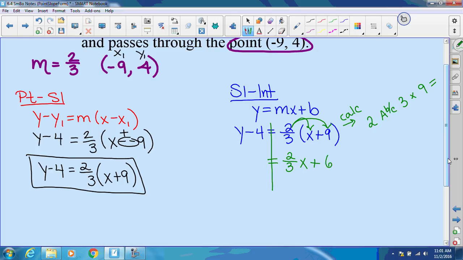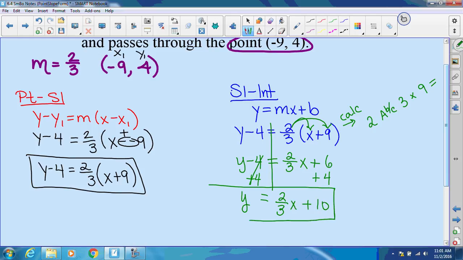And then I bring down my equals, bring down y minus 4. Final step is to add 4, and I only add it to my constant because you can only add and subtract like terms. So I have y equals 2/3x plus 10. And there's my second answer in slope-intercept form.